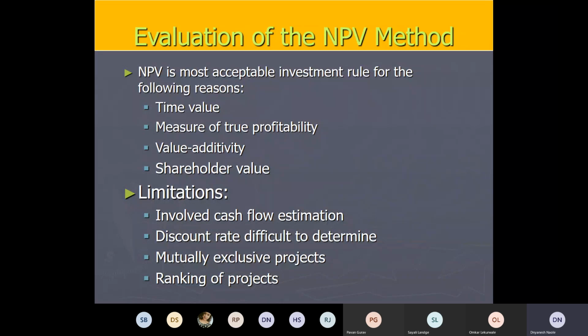So we'll see that, and there is the accounting rate of return, the last method. Once we complete these two methods, then we have completed the major portion of this unit.